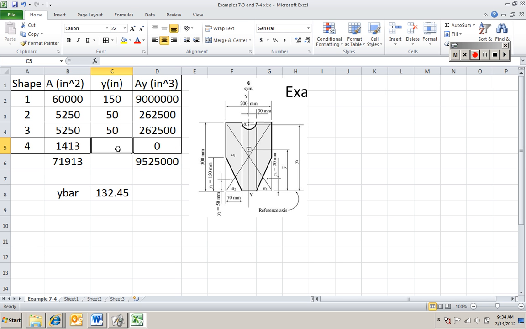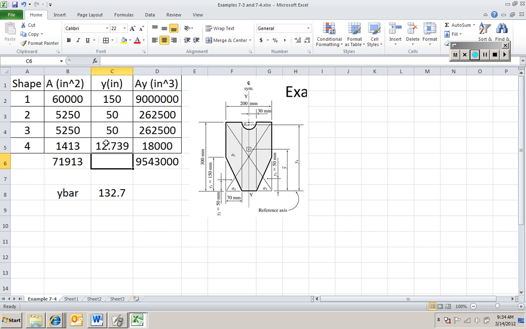Now the y bar, if I look in the front of the book, it says it is 4 times the radius divided by 3 times pi. So it's 4 times, I have to start with a plus, 4 times 30 millimeters, divided by 3.14 times 30.